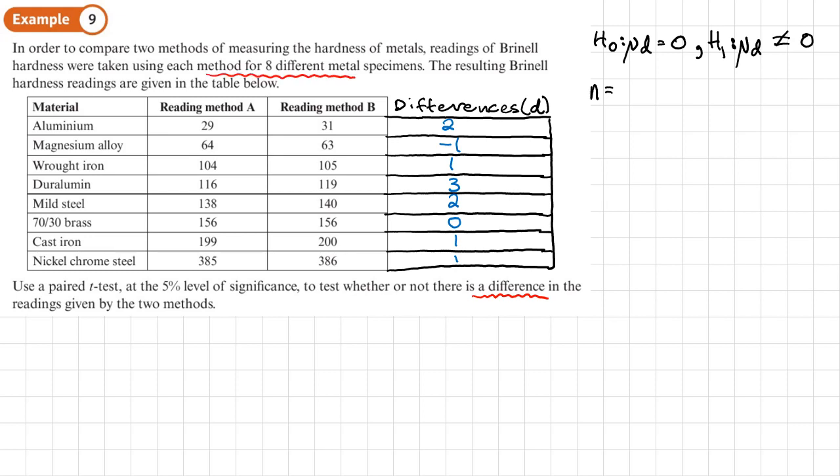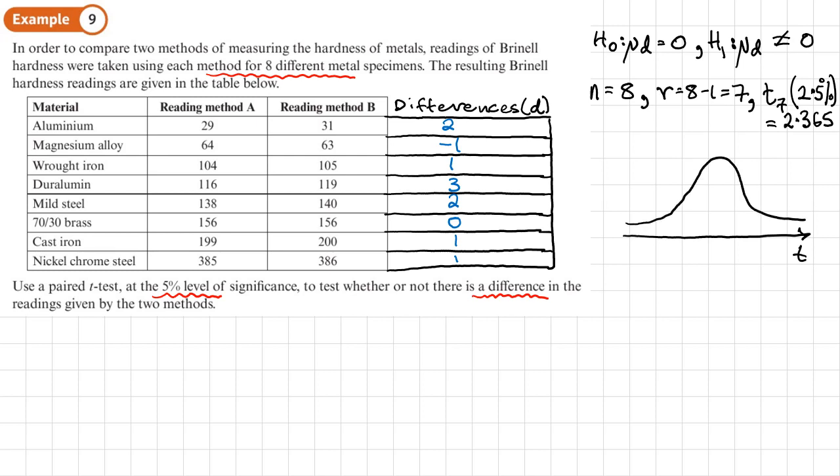So I had 8 different metal specimens, so n is 8. For my degrees of freedom, 8 minus 1, which is 7, which means a t distribution with 7 degrees of freedom. And since I'm testing at 5%, it's a two-tailed test, I'll be looking at 2.5% to find my critical values. So from the table, 7th row, 2.5%, my critical value is 2.365.